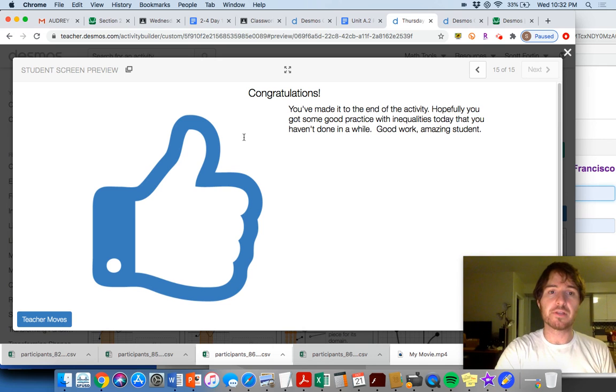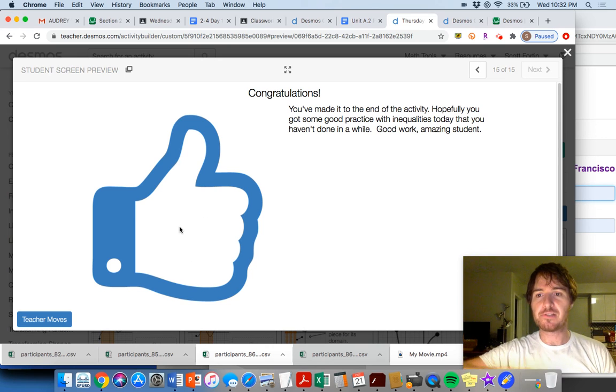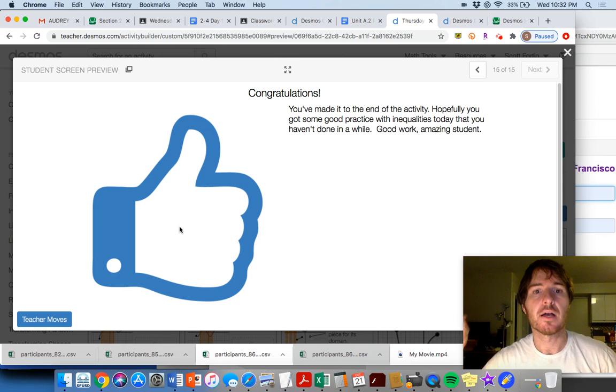I think we stole this thumbs up symbol from Facebook. We might get sued here for copyright infringement or stealing the icons from one of the largest companies in the world. It's a bold move by the Desmos people. But there it is. There you have it.